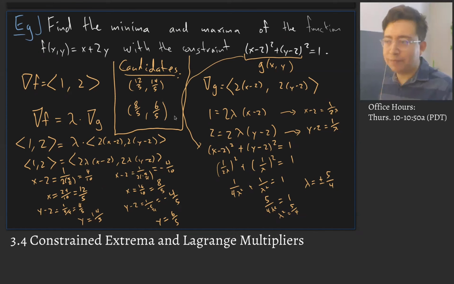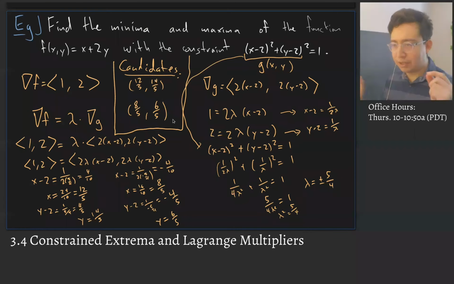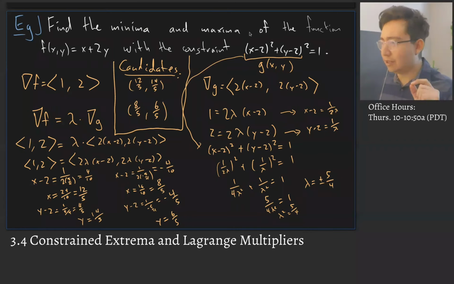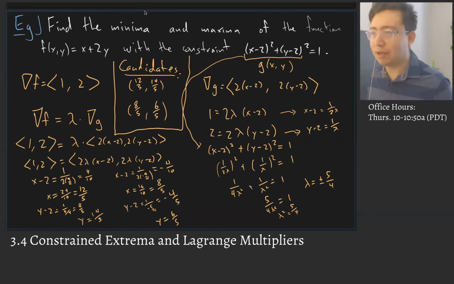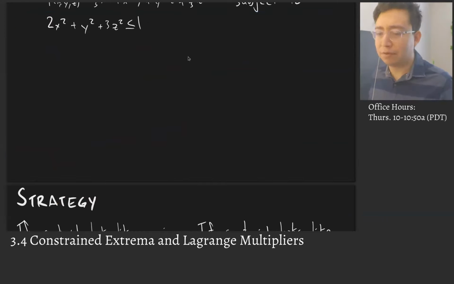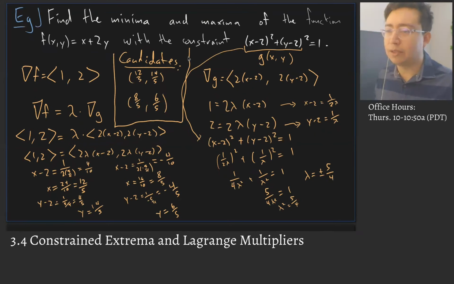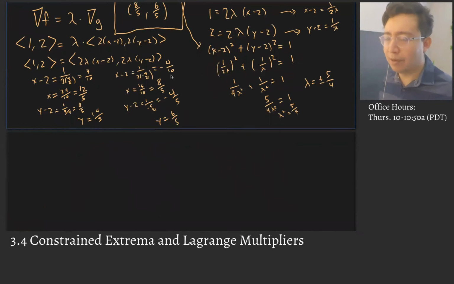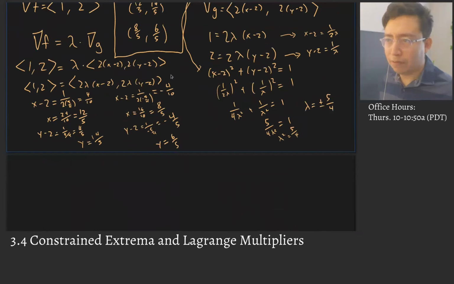Those are my candidates. Since I'm restricted to this circle, I know I'm going to have a minimum and a maximum. So one of these is going to be a minimum, one of them is going to be a maximum. I'm going to give myself some more room here and plug these candidates in and test them in my original function.